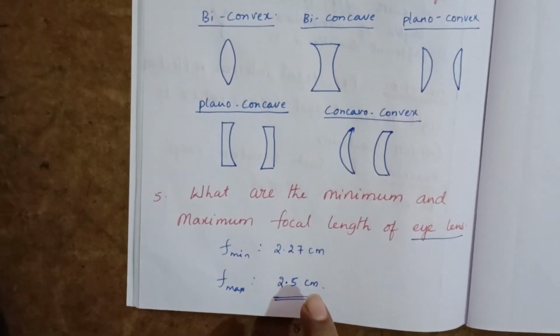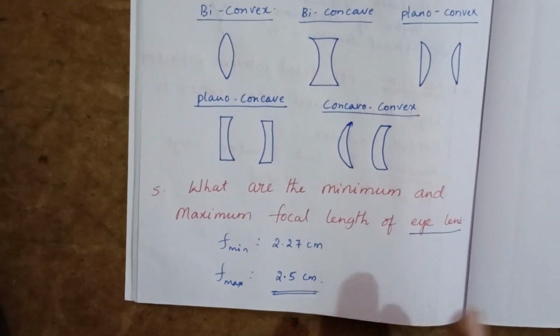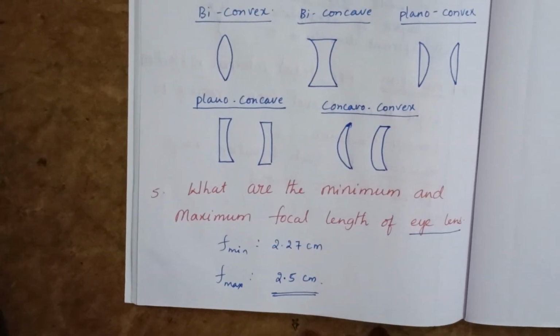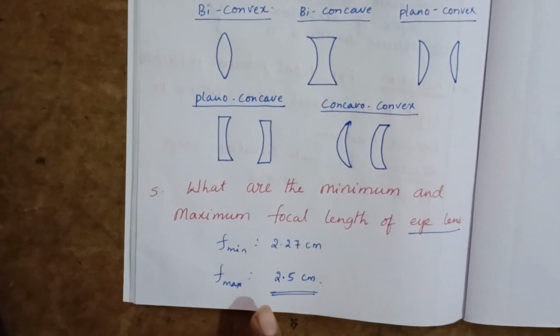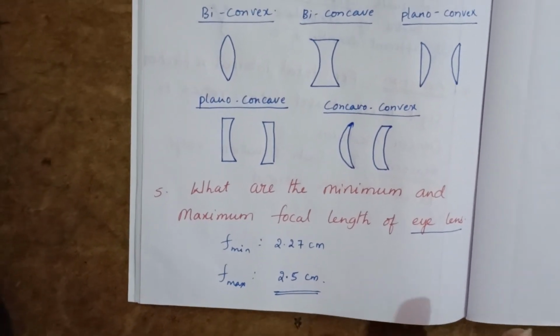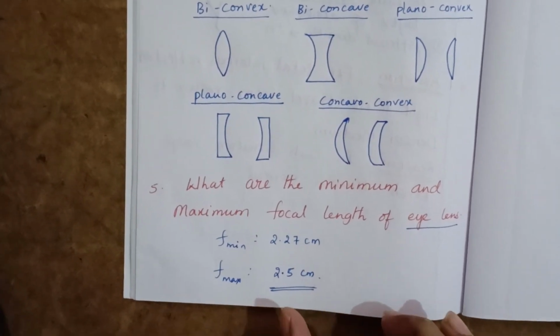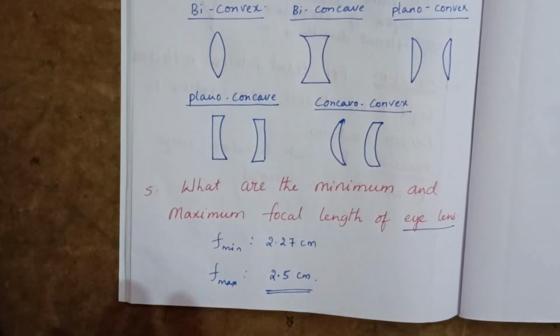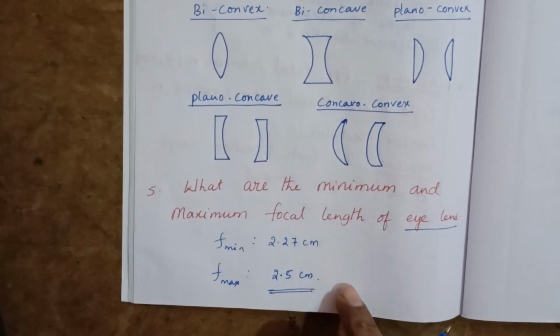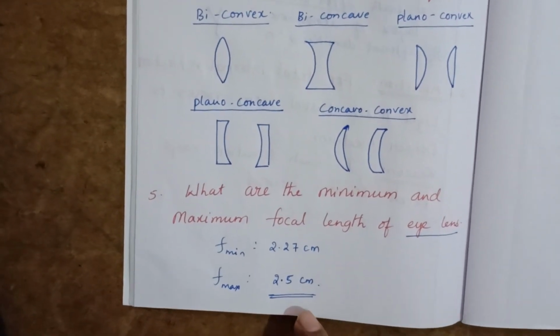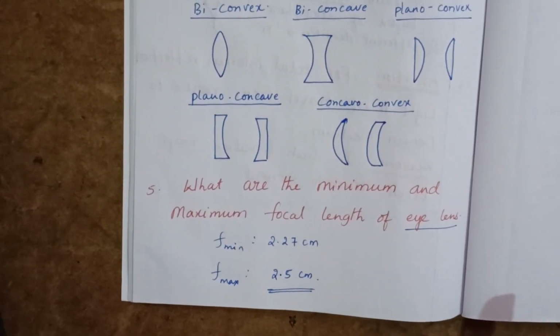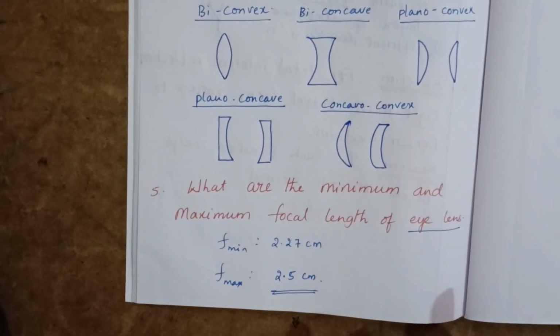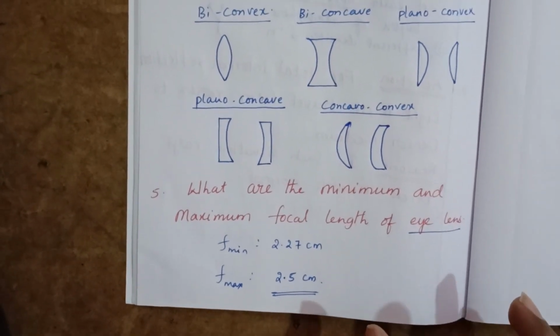Remember this. In this lesson, human eye, we are learning least distance of distinct vision is 25 centimeters, and after that we are learning maximum focal length of eye lens is 2.5 centimeters. Students are getting confused. They are writing differently. For the least distance of distinct vision, they are writing 2.5. For maximum focal length, they are writing 25. Think before writing.